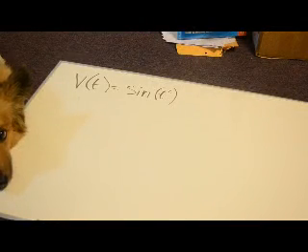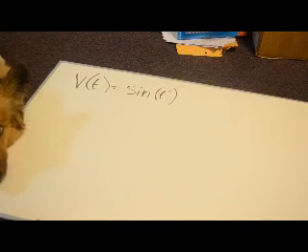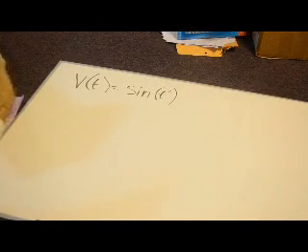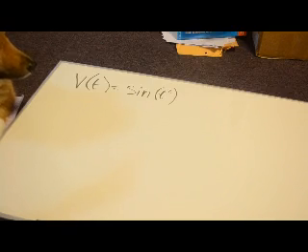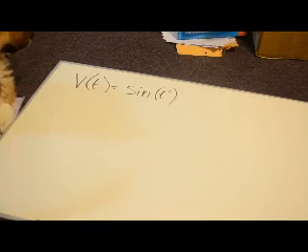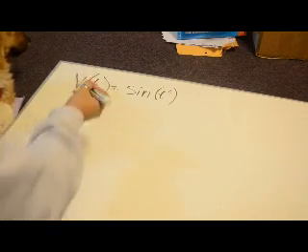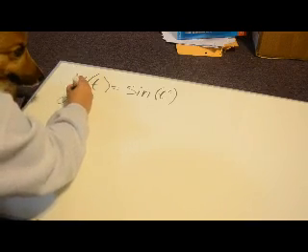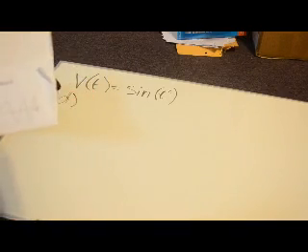Okay, so for part D, they want us to find the time at which the particle is farthest to the right. Now, it takes some time to figure out what they're really asking here. Okay, farthest to the right.